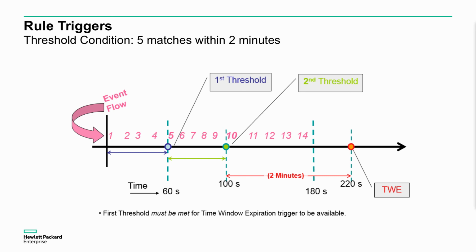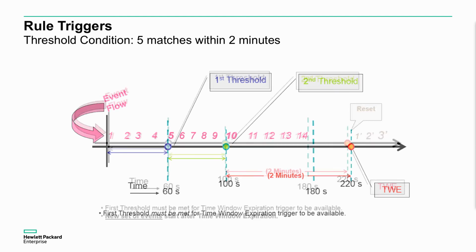and therefore, like I say, that's a really good example of how we want to detect when something has stopped occurring, like a denial of service specifically. So we can see the time window expiration occurs at that point as well.